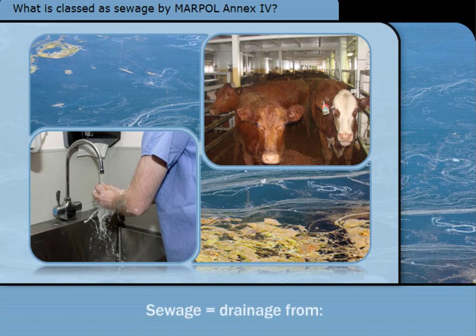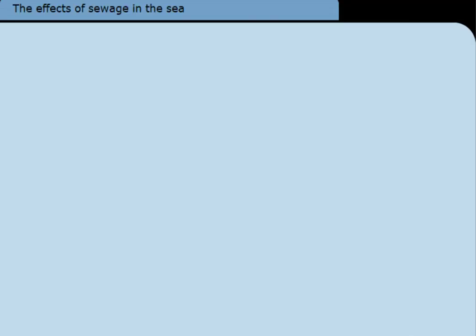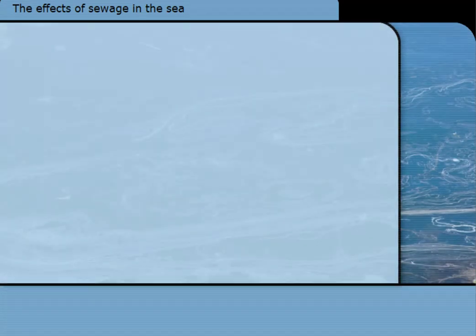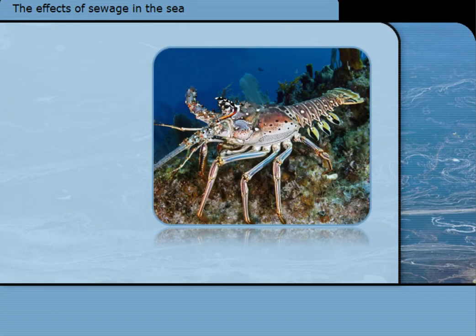MARPOL Annex 4 classes sewage as drainage and other wastes from any form of toilets and urinals, drainage from wash basins, wash tubs and scuppers in medical premises, or drainage from spaces containing living animals. When sewage gets into the sea, it tends to cause two main problems.